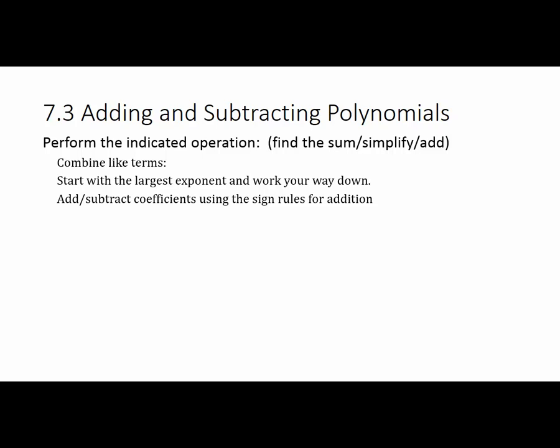Also, you're going to be adding and subtracting the coefficients using the sign rules for addition, so just be very careful with your negative signs. Most of the mistakes with this happen because of negative signs, and there are a lot of terms to combine sometimes, so just be careful with those negative signs. And don't forget to bring down your variables and exponents. That's the other place that I'll often see mistakes. So enough talk, let's look at an example.